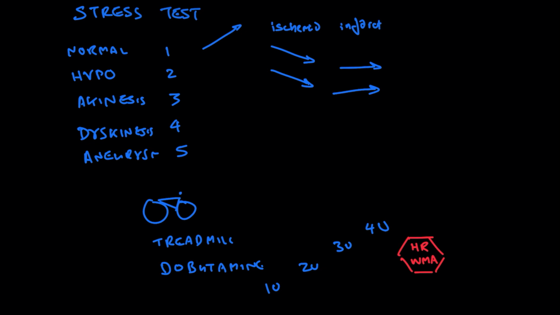However, if you see that it is not moving but then starts to move better, or hypokinetic to normal, that may be viable. It's not normal tissue. Normal tissue should move well and even better with stress, but if you see that certain segments in a coronary territory are not moving well, but with dobutamine are moving better, that could reflect that those sections of the muscle are viable.